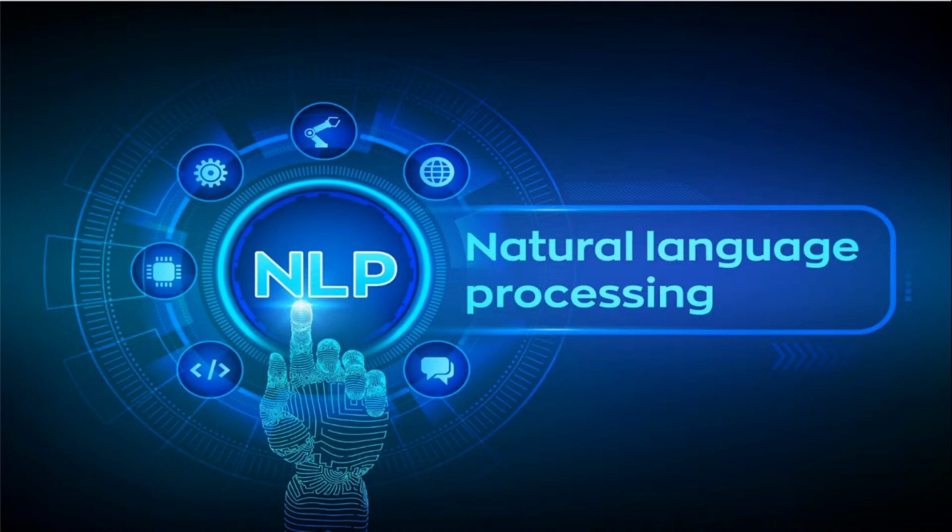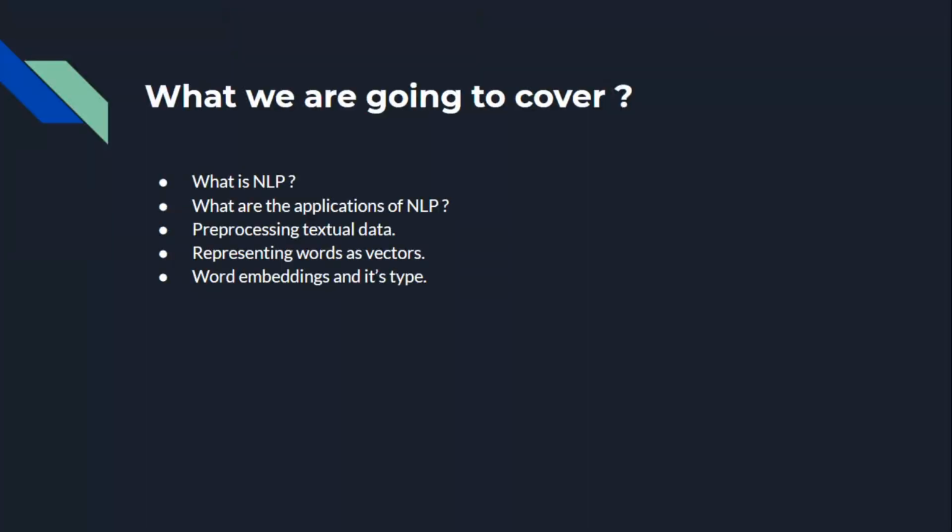All right, so here is what we are going to cover in this session. We will talk about what is NLP, then what are the applications of NLP. Then we have some ambiguities in our data, so we will talk about how we do the pre-processing for our textual data. Then we will talk about how we represent the words as vectors. And after representing, we will talk about the different types of word embedding.